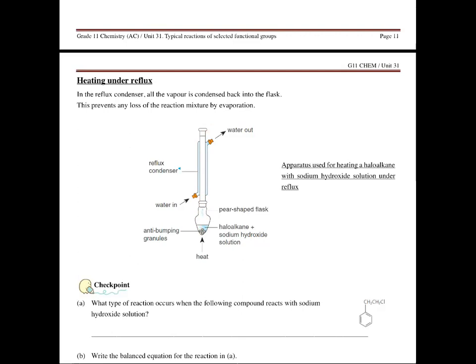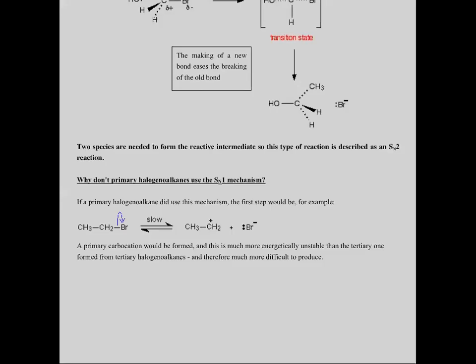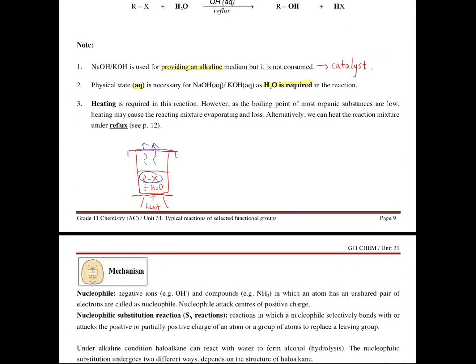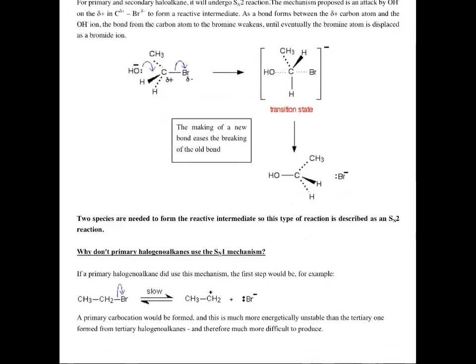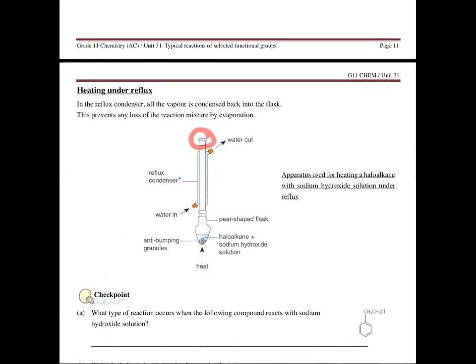And the key parts I want you to highlight in your notes. Make sure this container is left open. Don't put a stopper on top. Otherwise, it would just be the same as the setup I drew on page 9 here. Okay, it becomes a closed system, and the pressure would build up in your closed system, so the whole thing would fail. Okay, so remember, for reflux, leave the top part open. Do not put a stopper on it.